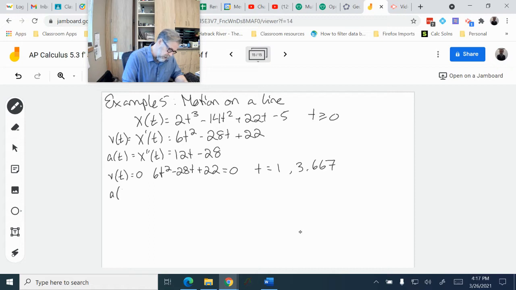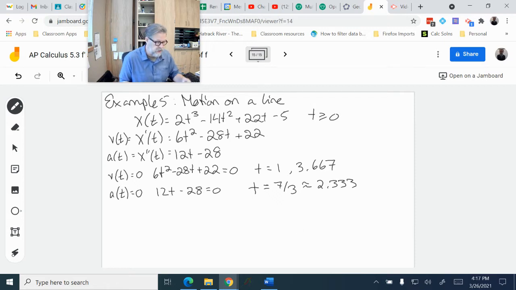Secondly, acceleration equal to 0 is a little bit easier because it's linear. We know that 12t minus 28 equals 0 at t equals 7/3, or 2.333, again rounding to 3 decimal places. I'm going to go to the next page, and if you want to jot those down, go ahead and pause and jot them down.